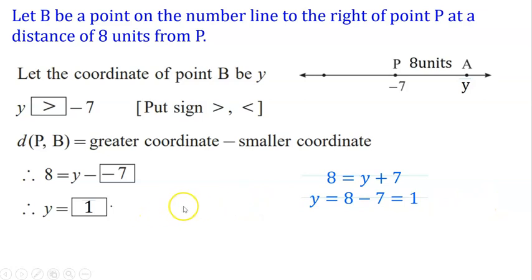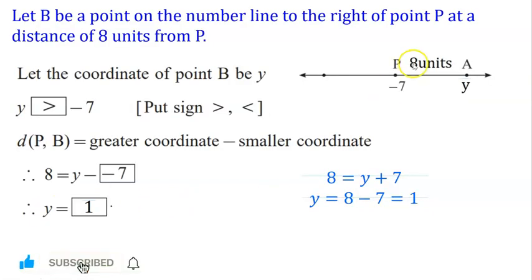And hence 1 is the answer, and hence there are 2 points on the number line whose distance from point P is 8 units: 1 and -15. Okay, now next question.